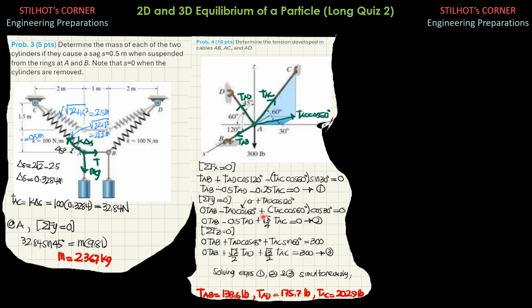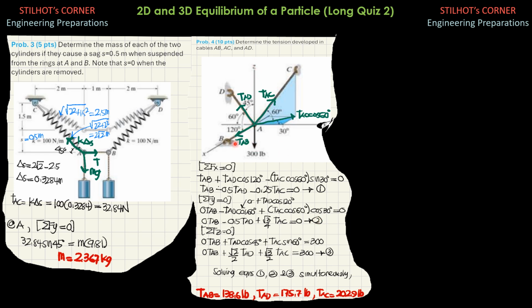Then plus this component of tension AC, which is the hypotenuse, tension AC cosine 60, then adjacent to 30 degrees, so times cosine of 30 degrees equals 0. Simplifying, 0 tension AB minus 0.5 tension AB plus square root of 3 over 4 tension AC equals 0. Call that equation 2. Finally, summation forces along Z equals 0.